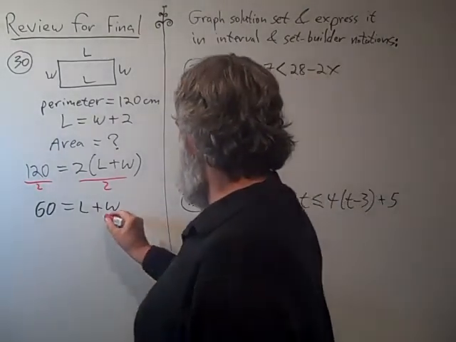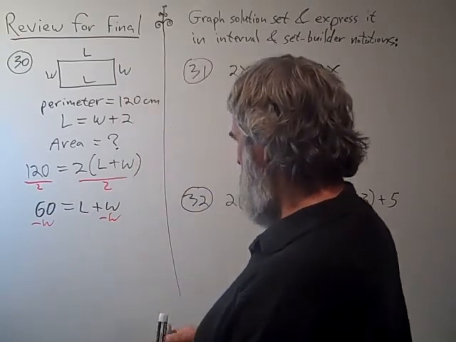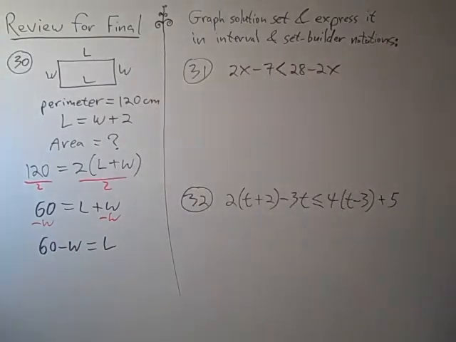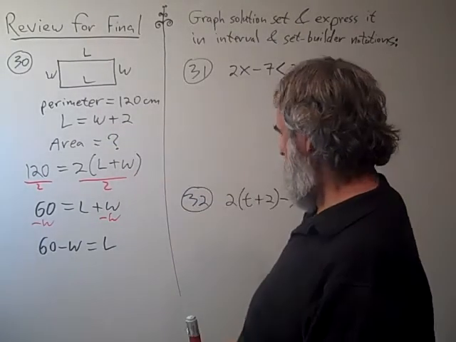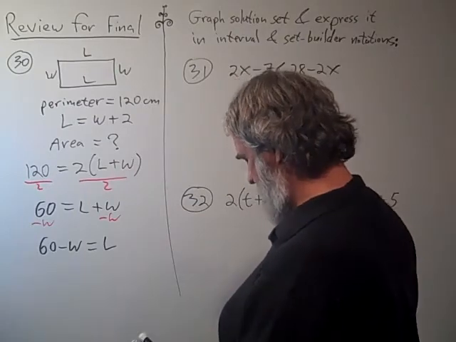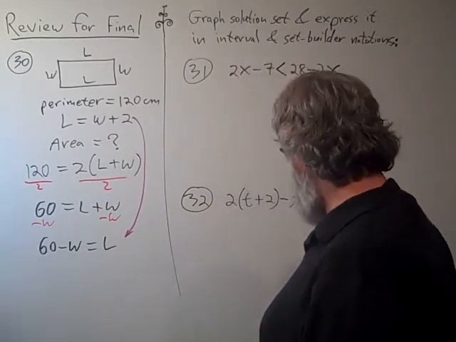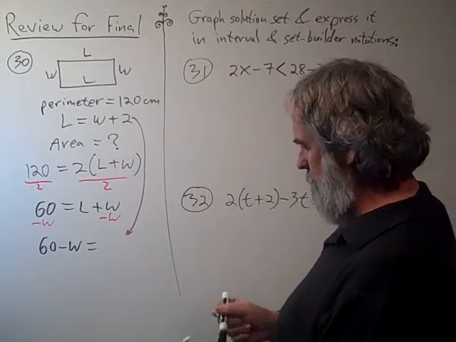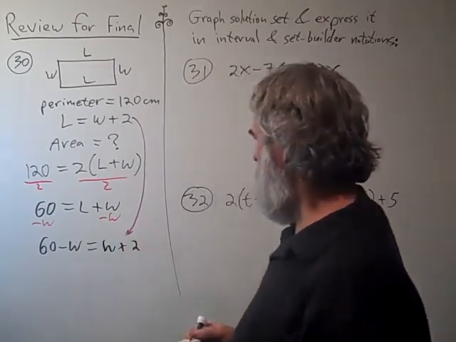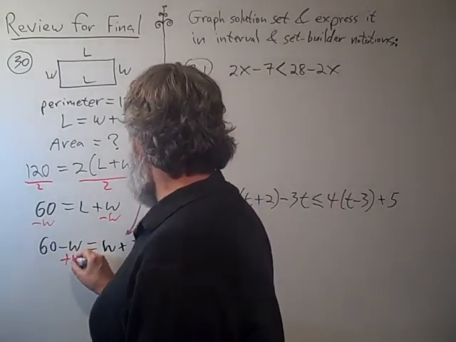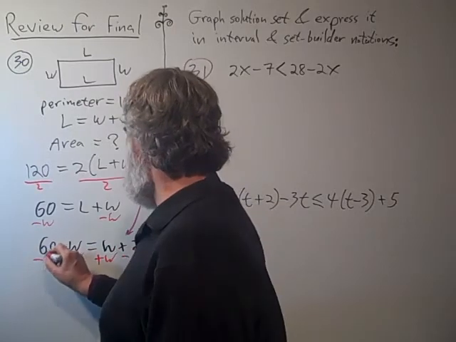Or if we subtract W from both sides, we get that 60 minus W is equal to L. But L is equal to the width plus 2. So instead of L here, I can put W plus 2. And now we can solve for W.